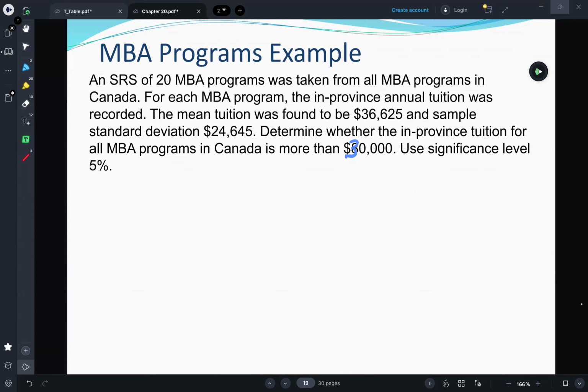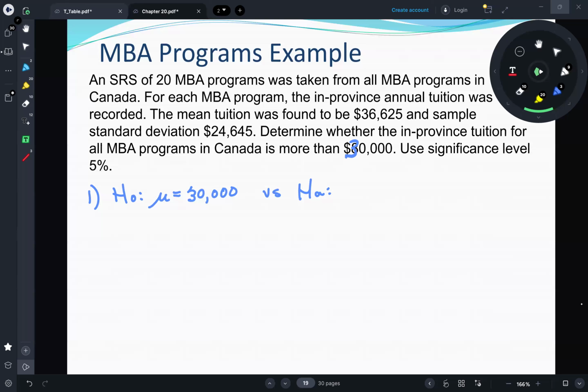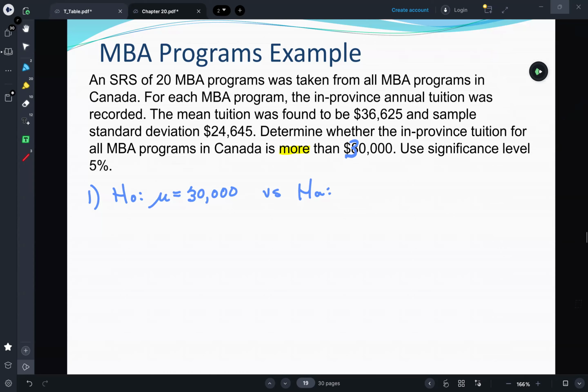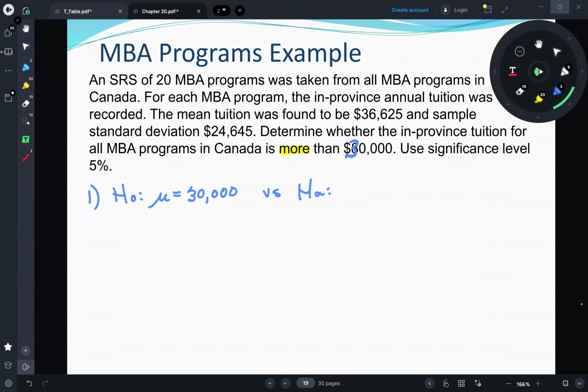So the null hypothesis in this case is we're going to be testing that 30,000 versus an alternative. What would we do for the alternative? More. Keyword is more. So that means we're going to have greater than, that's the more, 30,000.